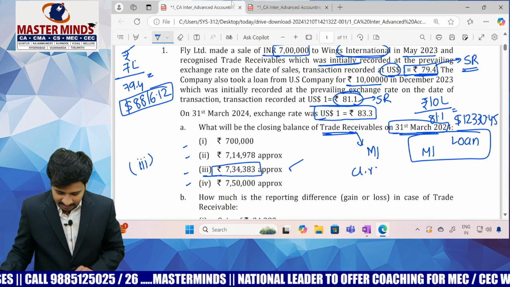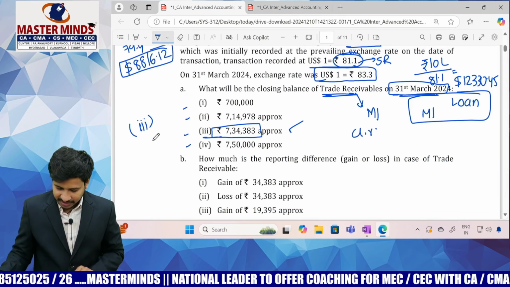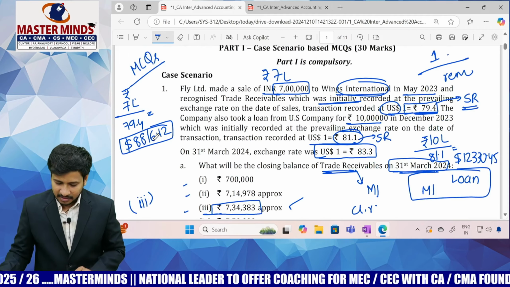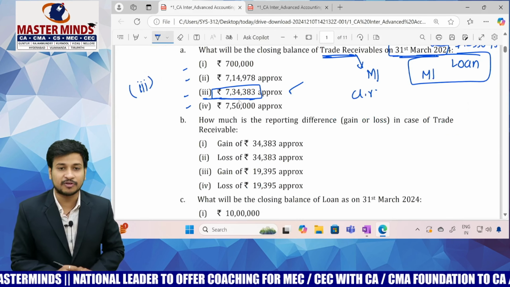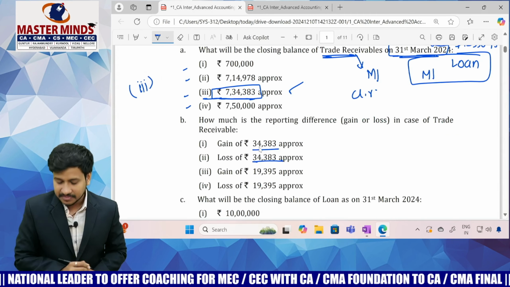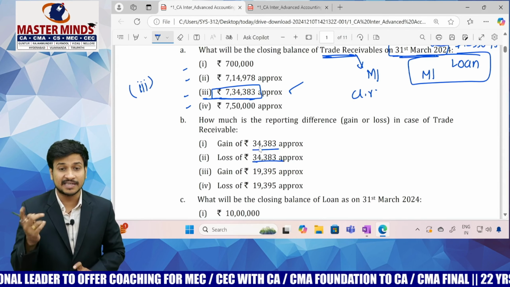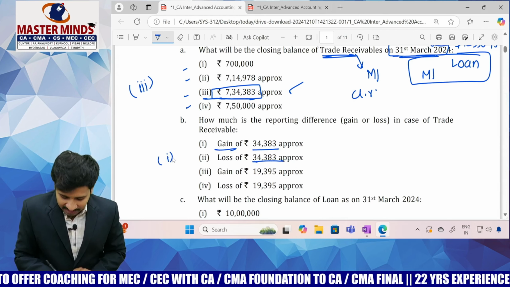Now moving on to the next. How much is the reporting difference, gain or loss, in respect of trade receivables? Very simple. My initial value is 7 lakhs and my subsequent value is 734,383. So the difference is 34,383. For your information, it is an increase in receipts, so it's a gain, and the correct answer is 1.